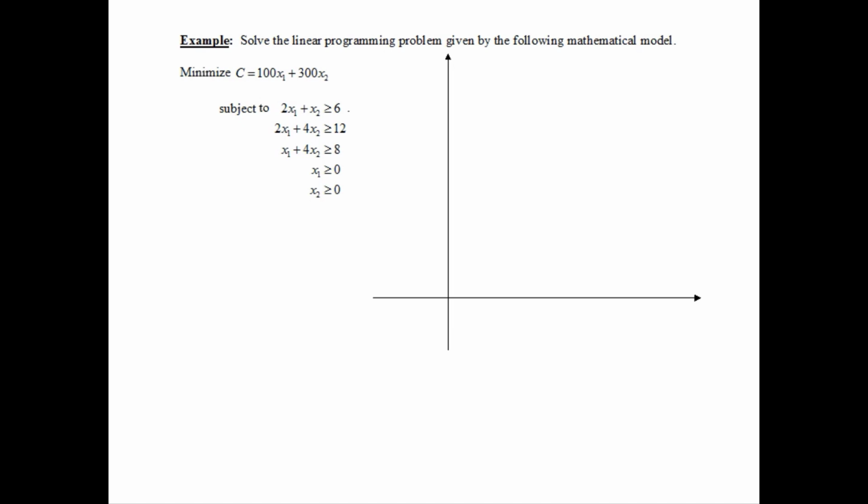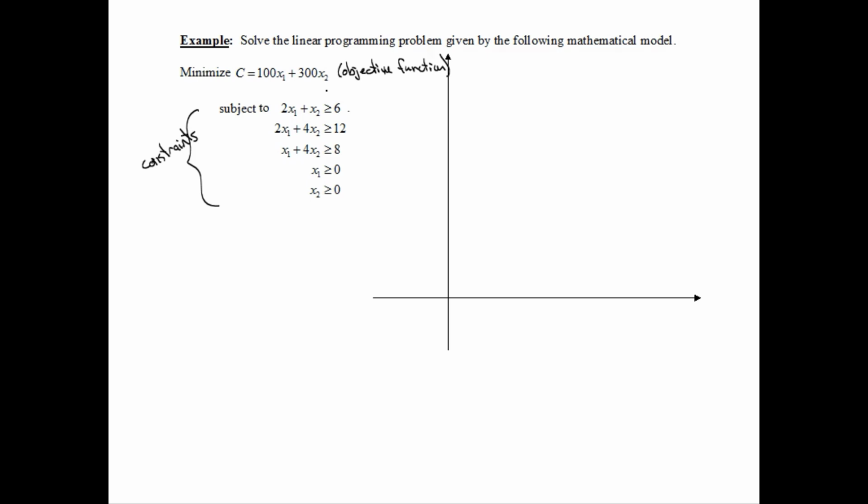Let's look at this mathematical model. Minimize c equals 100x1 plus 300x2. We call this the objective function. And we call these the constraints. The first thing that we need to do is to graph the feasible region dictated by our constraints.